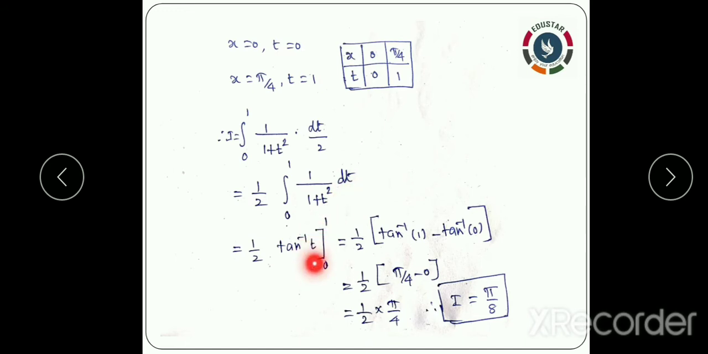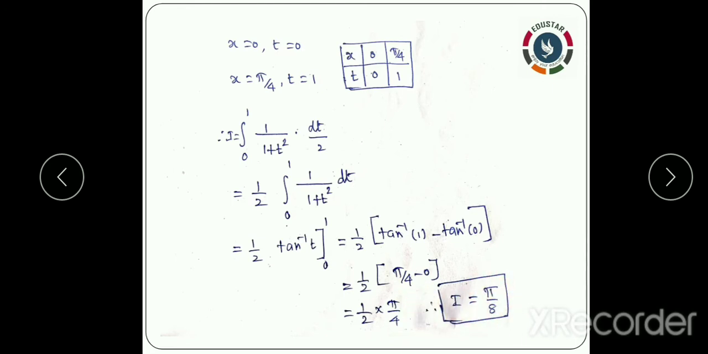Then we apply the limit values. 1 by 2 into tan inverse of 1 minus, then we replace the lower limit, tan inverse of 0. Then 1 by 2 into tan inverse of 1, we know that is π/4, minus tan inverse of 0 is 0, that will be replaced. Then we get 1 by 2 into π/4. Then multiplying both the values, we get π/8. Therefore, I equals π/8.